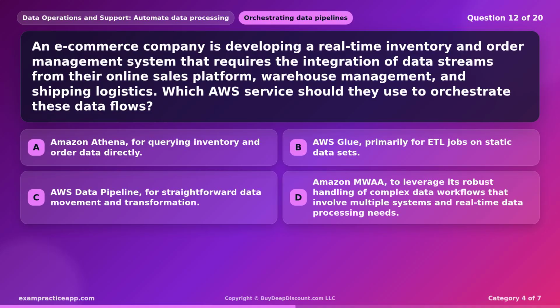The correct answer is option D, Amazon MWAA, to leverage its robust handling of complex data workflows that involve multiple systems and real-time data processing needs. Explanation: for orchestrating complex data flows involving real-time data processing from multiple sources, Amazon MWAA is a suitable choice. It provides the capabilities to manage intricate workflows necessary for real-time inventory and order management, integrating seamlessly with various data sources and systems within the e-commerce company's architecture.